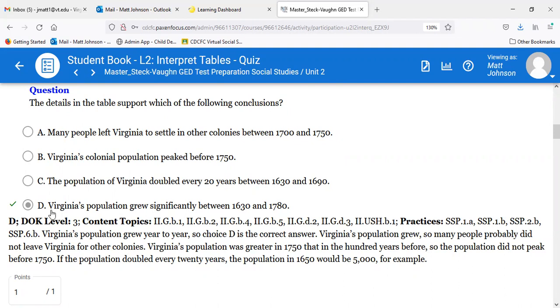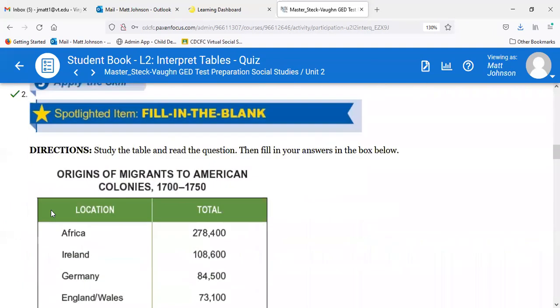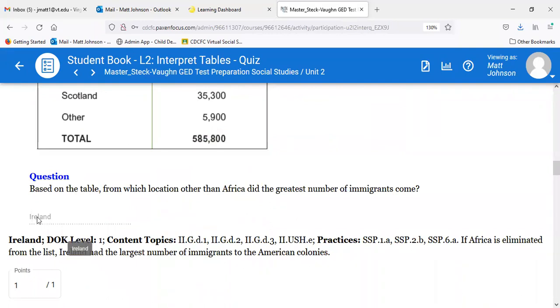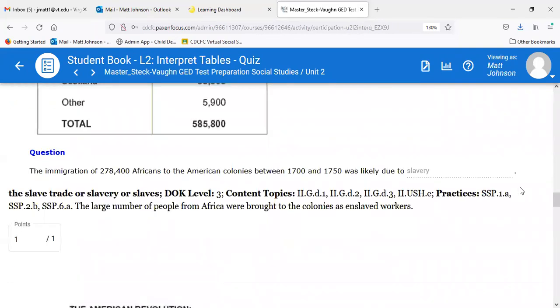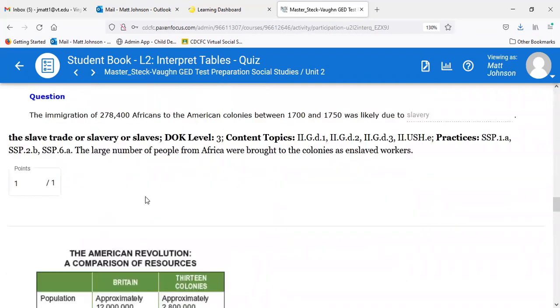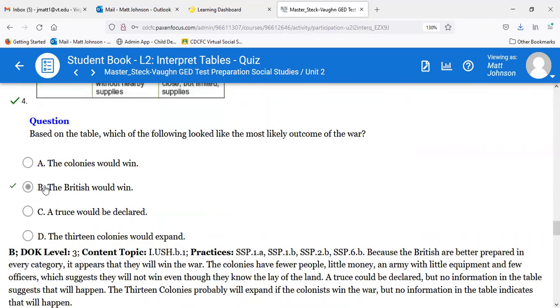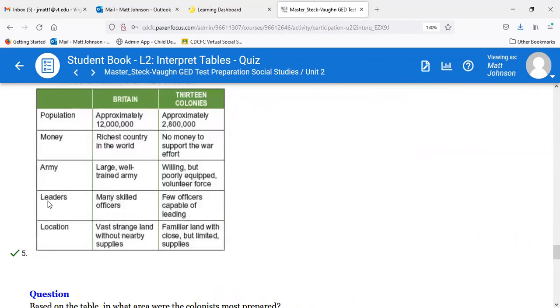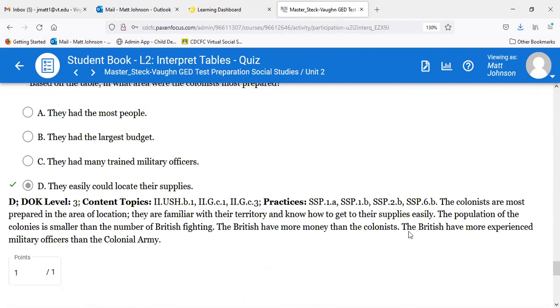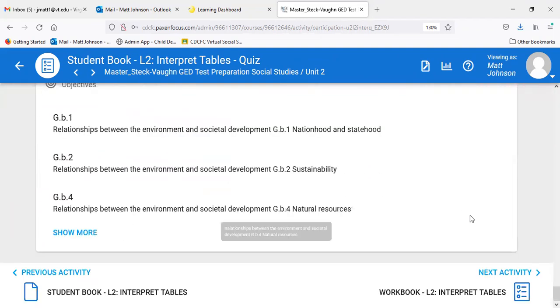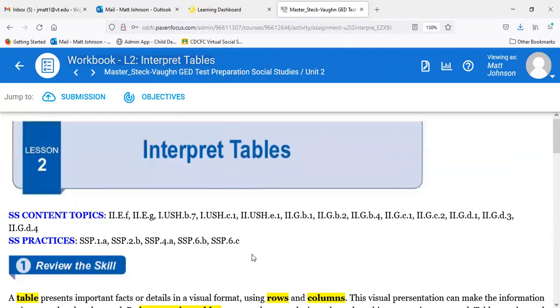And it's the same thing for every one of the classes, whether it's math, science, social studies, or language arts. So for review, a great little bit of information to look through to help sort of reinforce the ideas we're going through here. All right, so 1 was D as in dog, 2 is Ireland, 3 was slavery, 4 is B as in boy, and 5 was D as in dog. Okay, and that will lead us into the workbook. So sliding over to the workbook, Unit 2, Lesson 2.